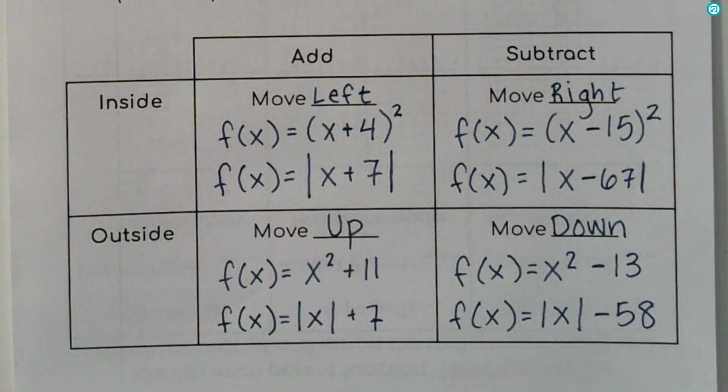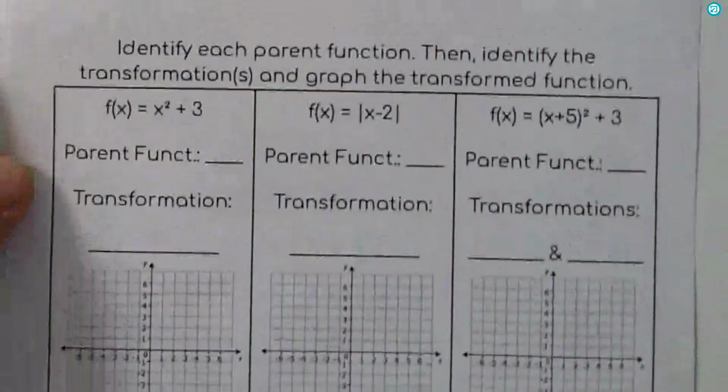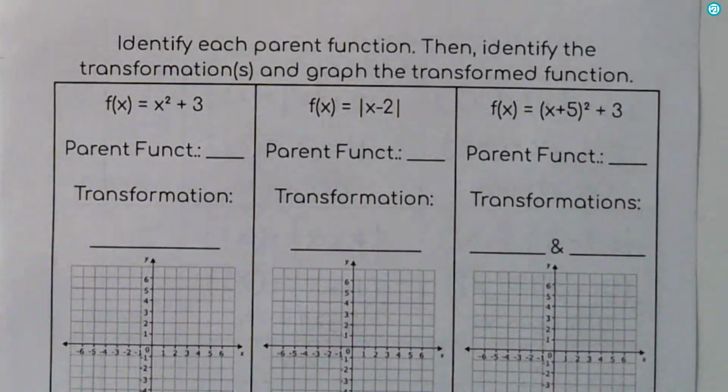All right, I will put this back up while we are working on our assignment. We need to do our examples on the back, and we'll flip back a couple times, and then you'll eventually start memorizing it maybe, and not needing to flip to look at the table every time. Okay, the first thing that you are doing is identifying each parent function. There are 2 parent functions we're using right now. There are more, we're just sticking with 2. Then you are going to identify the transformations and graph the transformed function.